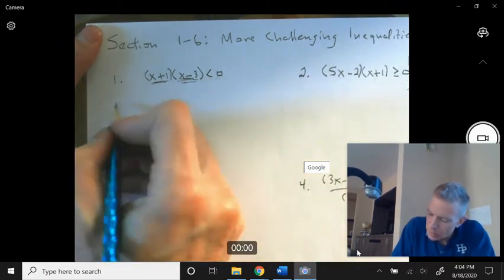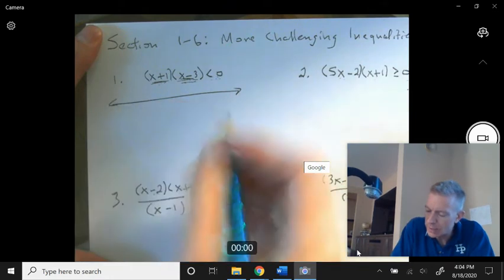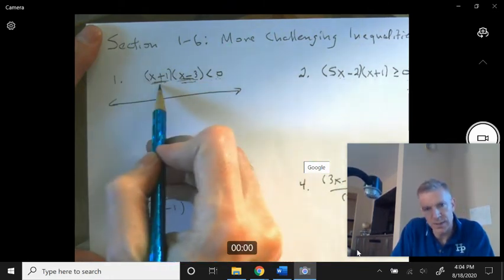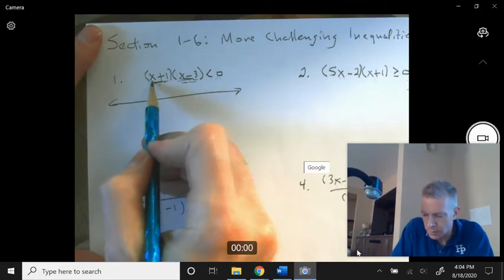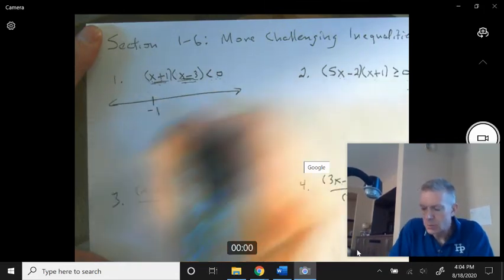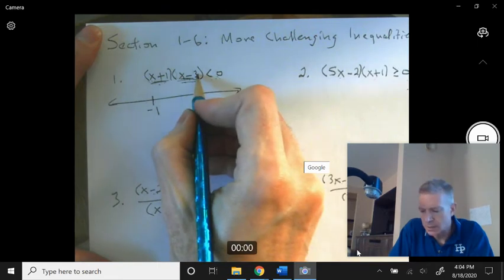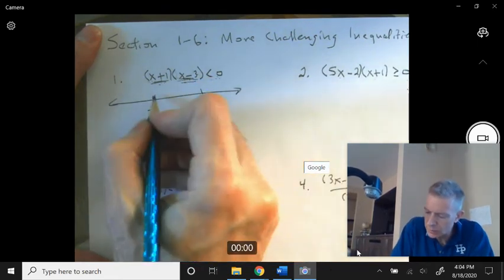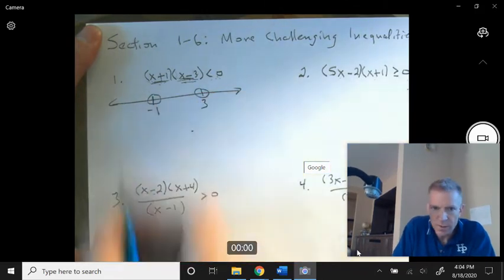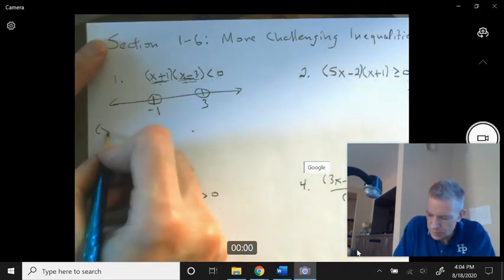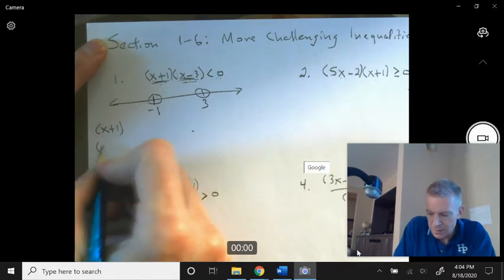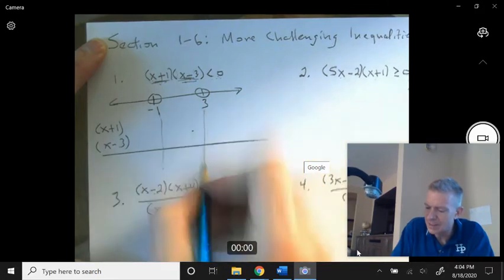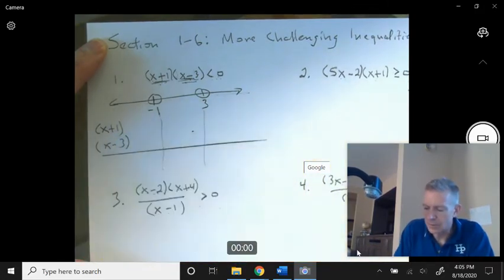So I'm going to draw out our number line, our critical values. The value where this factor changes from negative to positive is when x is negative 1. And where this quantity changes from negative to positive is when x is positive 3. Those are our critical values. I'm going to put open circles there. And over here on the left, I'm going to put the factors, x plus 1 and x minus 3. I'm going to divide this number line into intervals.